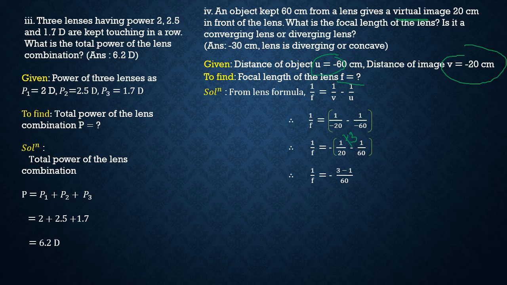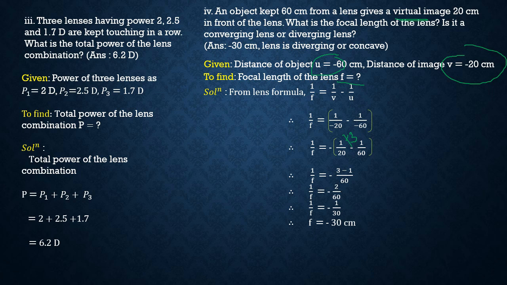This minus will be as it is. So it is equal to 3 minus 1, which is nothing but 2 upon 60. Now if I divide it, 2 ones are 2, 2 threes are 6, so 30. So minus 1 upon 30. Now here you have 1 upon f equal to minus 1 upon 30, and you want to find the value of f. So again the maths formula, invertendo: reciprocal you are going to take. So f is equal to minus 30.